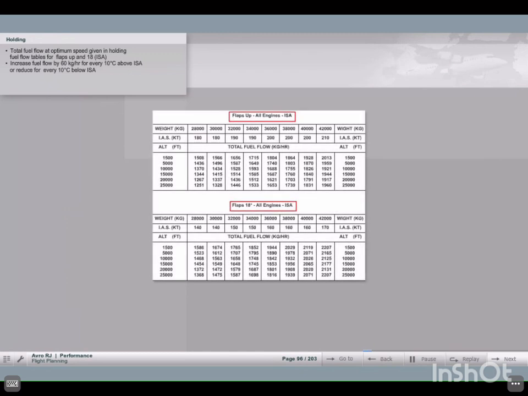Total fuel flow for holding with all engines at optimum speed is given in two holding fuel flow tables for flaps up and flaps 18 at ISA. Allowance is made for the effective drag increase involved in 5-minute circuits using 25 degrees of bank. Total fuel flow is increased by 60 kilograms an hour for every 10 degrees Celsius above ISA and reduced by 60 kilograms an hour for every 10 degrees Celsius below ISA.